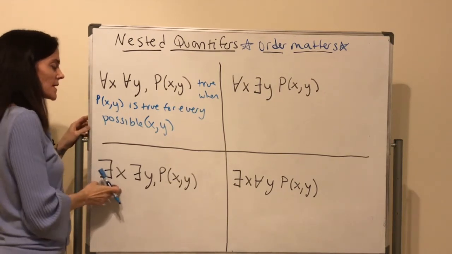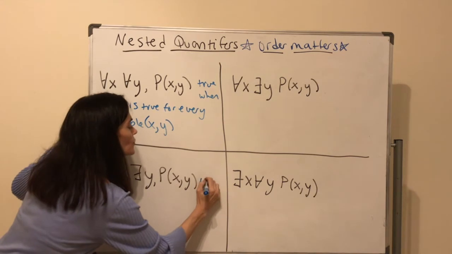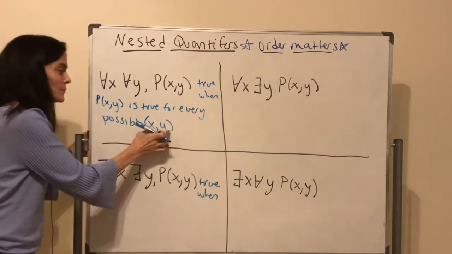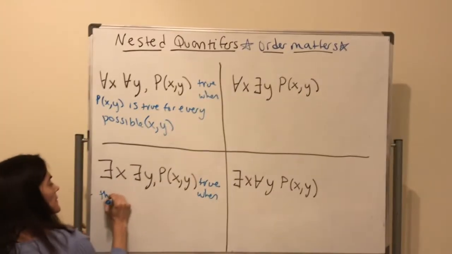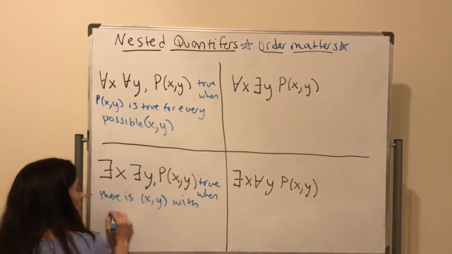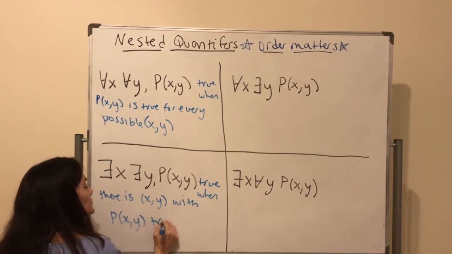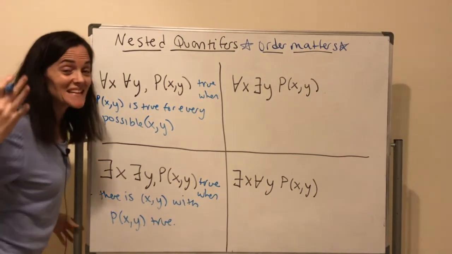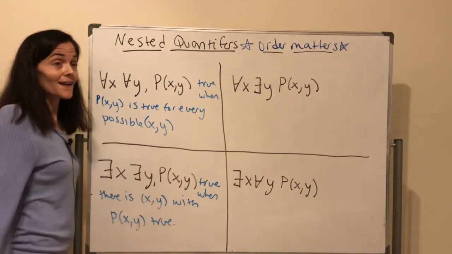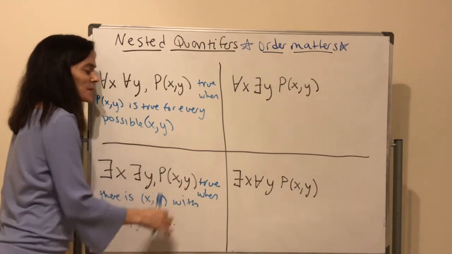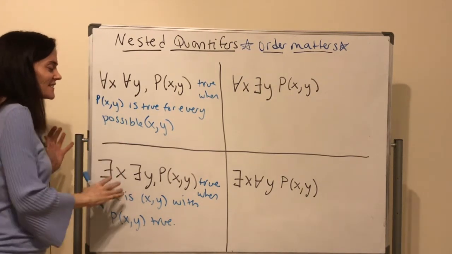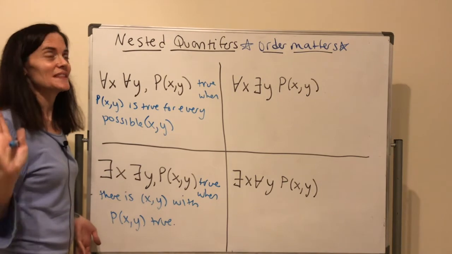And similarly, this one is true when you have one ordered pair, so there is at least one x comma y with P of x, y true. There may be more than one, there may be infinitely many, but there's at least one. You can think about x, y living in a Cartesian product such that when you evaluate P at x, y, it's true, okay?